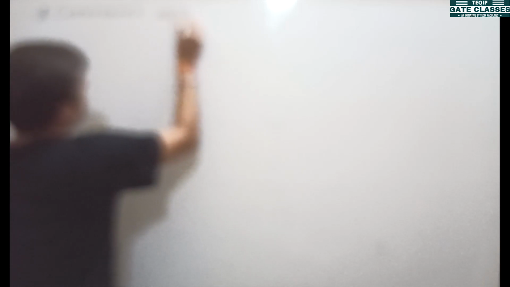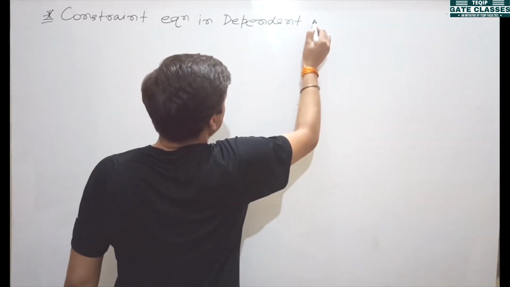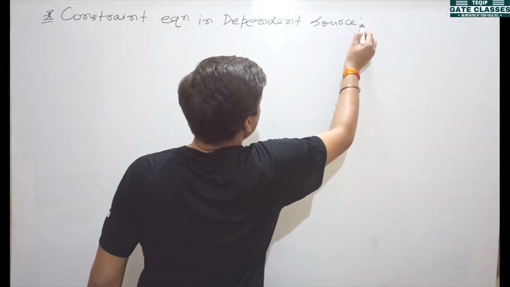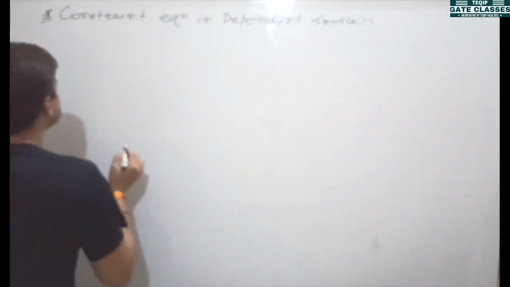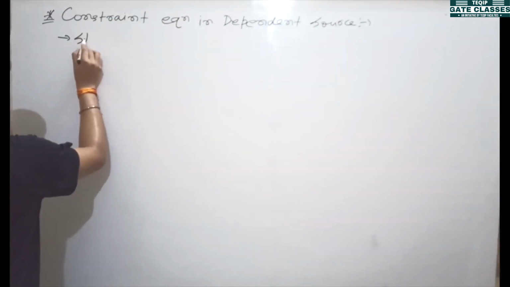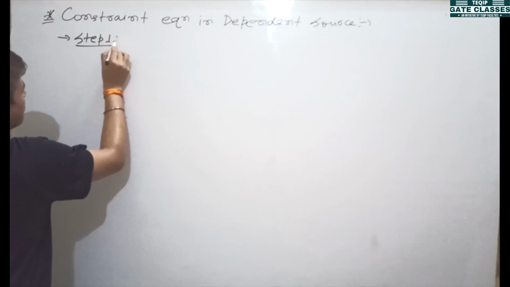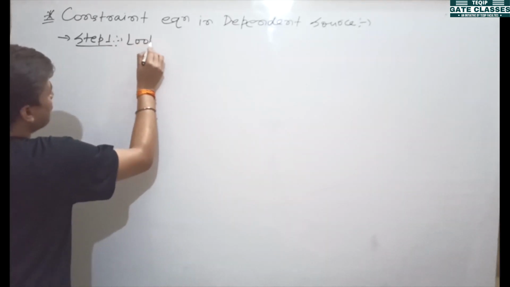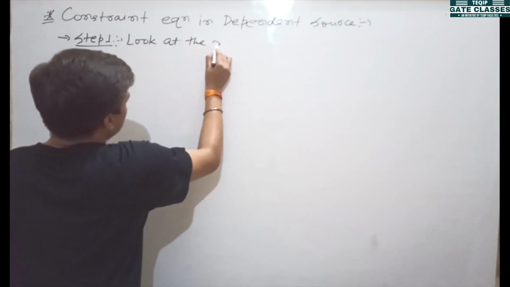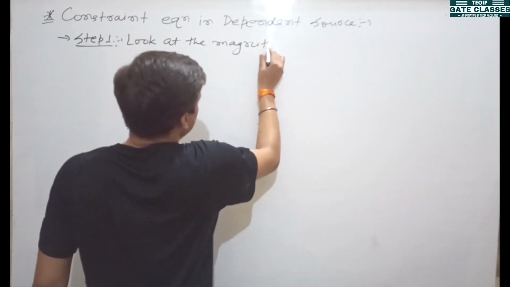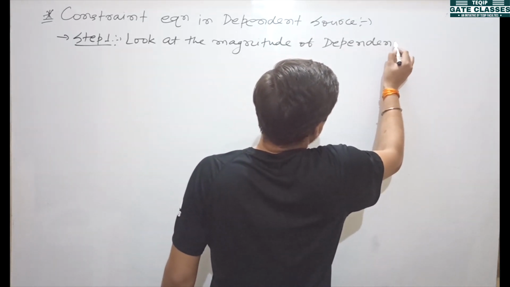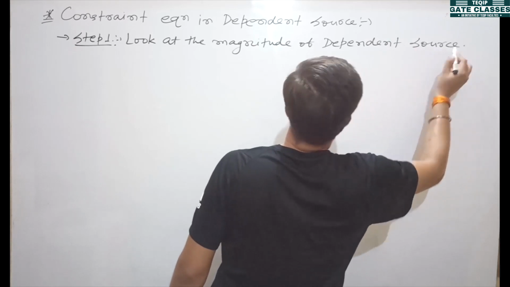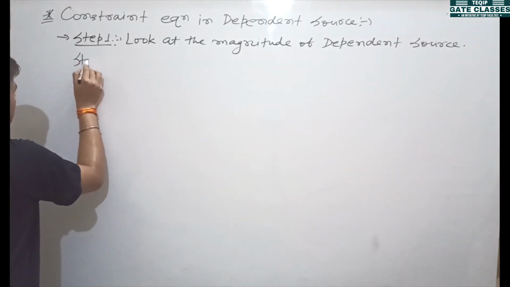Constraint equation in dependent source. So how to write a constraint equation? There are 3 steps. You will have to follow 3 steps. First step is step 1: look at the magnitude of dependent source. Clear?